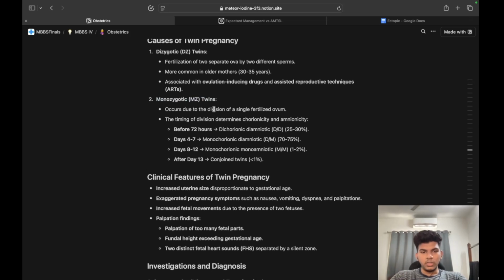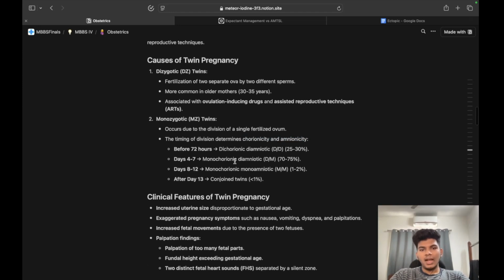Next, coming to monozygotic twins. Just one zygote is present, which occurs due to division of a single ovum. The timing of division determines the chorionicity and amnionicity. We talk about chorionicity and amnionicity only in the case of monozygotic twins, and that is not present in the case of dizygotic twins. All dizygotic twins are dichorionic, diamniotic, which is completely different altogether, with different chorions and different amnions. But in this particular case we have four different types.